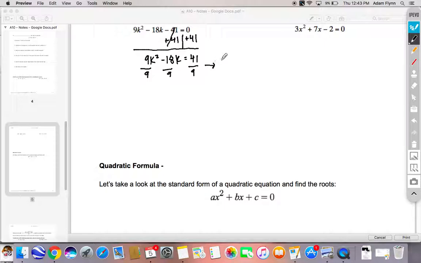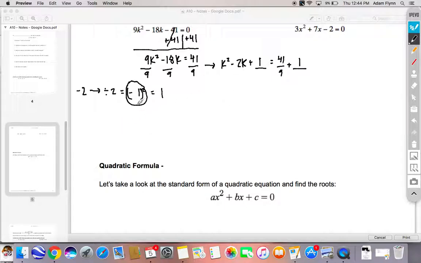So that leaves us with k squared minus 2k plus blank equals 41 over 9 plus blank. So we're going to take our b term, which is negative 2, divide it by 2, and we get negative 1. So that will be our magic number. But in order to complete the square, we have to square this negative 1, and we get positive 1, because negative 1 squared is positive 1. So I'll fill in my blanks.